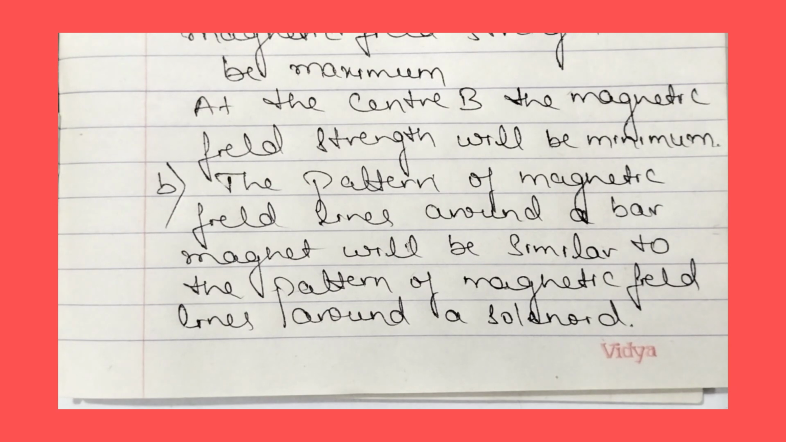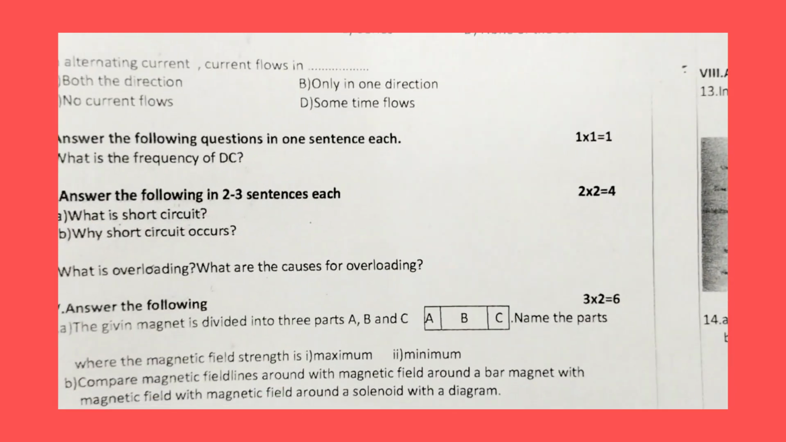So by drawing the two diagrams we have to write this sentence. So when you are writing, students, you have to draw the diagram and then you write this sentence. Now let us move to question number 7.